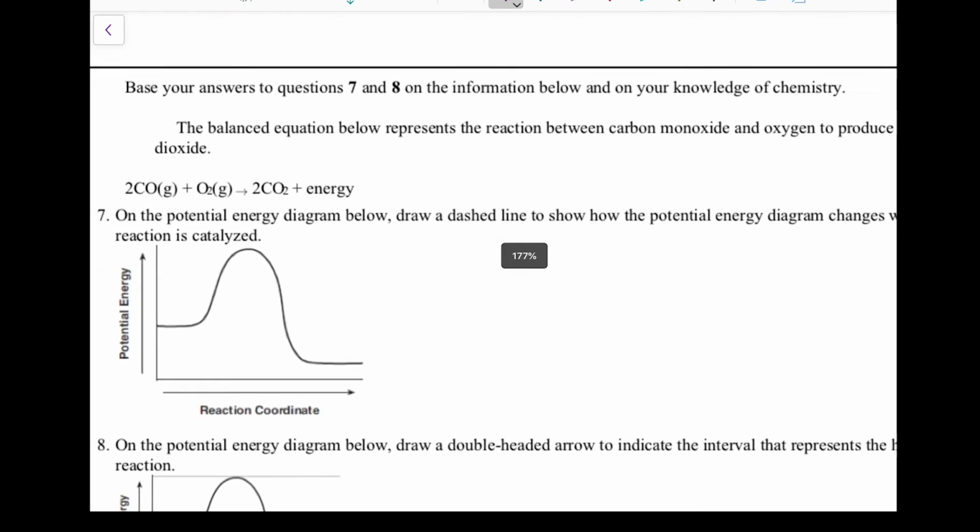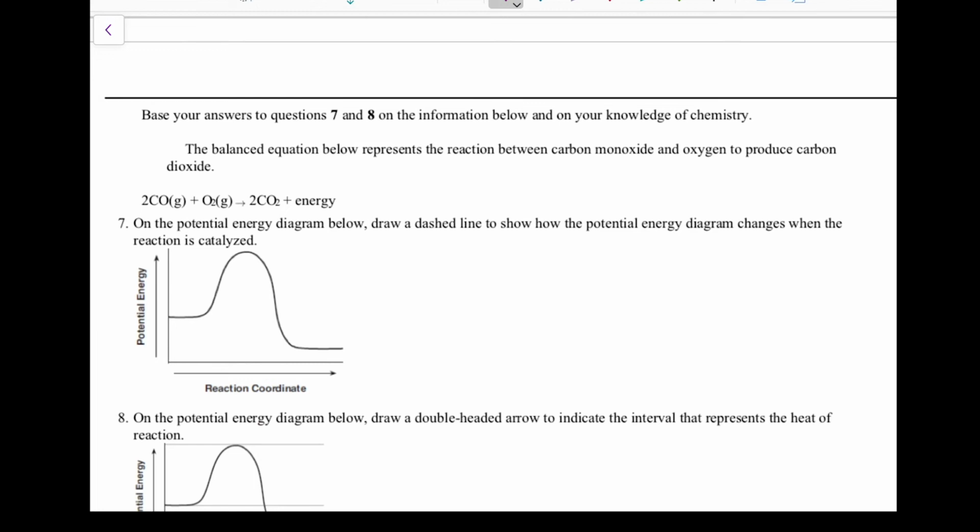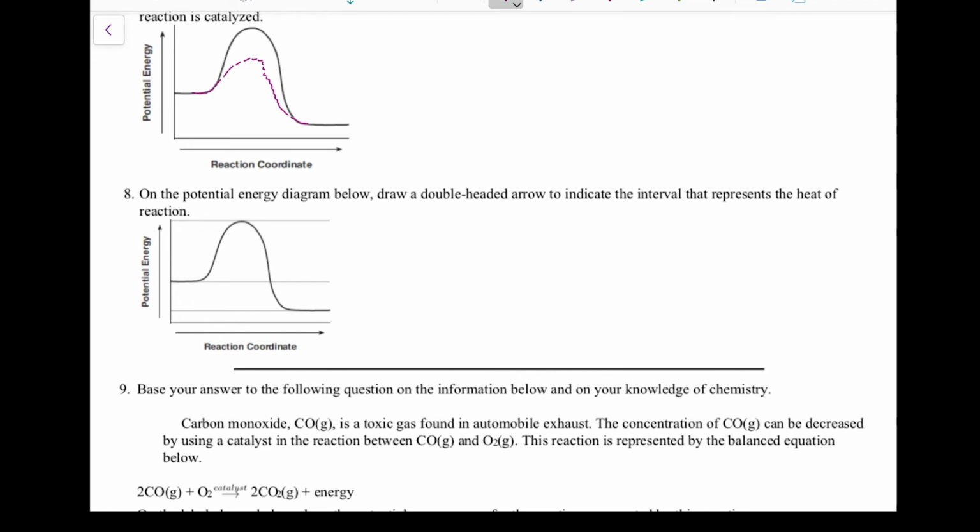Okay. Number 7 says draw a catalyst. Again, don't change where you start, don't change where you end, just lower that curve. Okay. Number 8's a little different. It says draw a double-headed arrow. So they mean an arrow with 2 heads, like that.